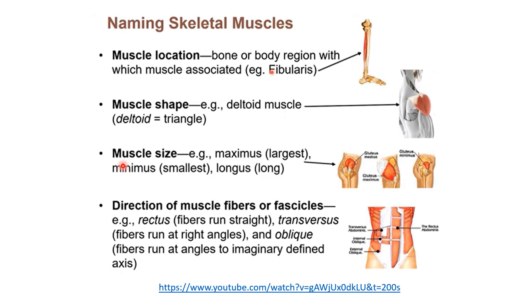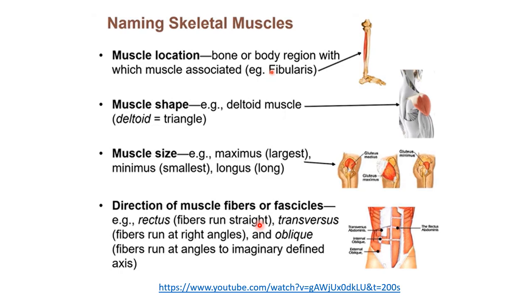You can name it based on size. For example, here you have your maximus, that is the biggest, and then you have minimus, that is the smallest, or you can have longus, that is a long muscle. And you can also name muscles based on direction of the fibers that are composing the muscle. So here you have examples of fibers that are straight, or rectus. Fibers that are rectus run straight, for example, up and down. These are the rectus, they form your six-pack in your belly.